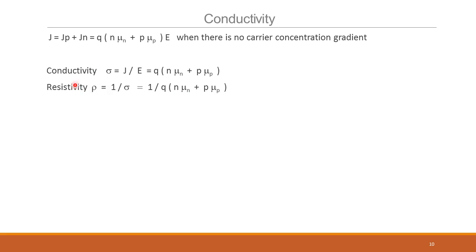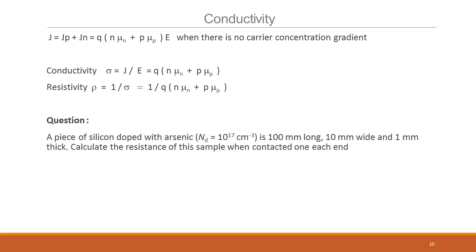So you can calculate the resistivity, and once you know the resistivity, given the physical dimensions of the semiconductor, you can substitute in rho L by A to find out the resistance or the conductance of the block. Okay. So this is just a question for you to practice.